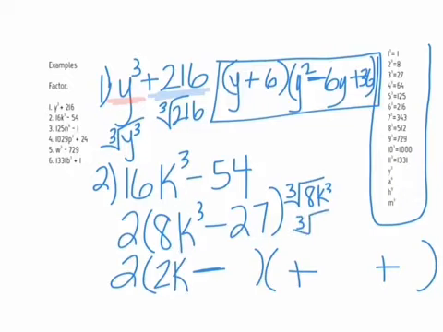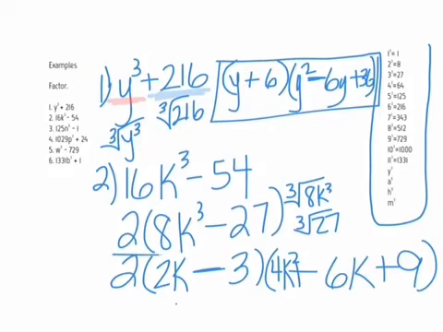Then the cube root of 27 is 3. Then remember, to find what goes here, you square this. So that would be 4k squared. To find out what goes here, you square this. That would be 9. And then to find out what goes here, you multiply these two, ignoring this sign. So 2k times 3 is 6k. And that is my answer for that one.